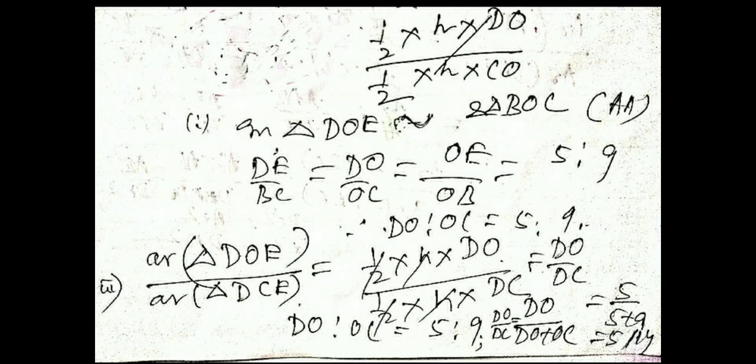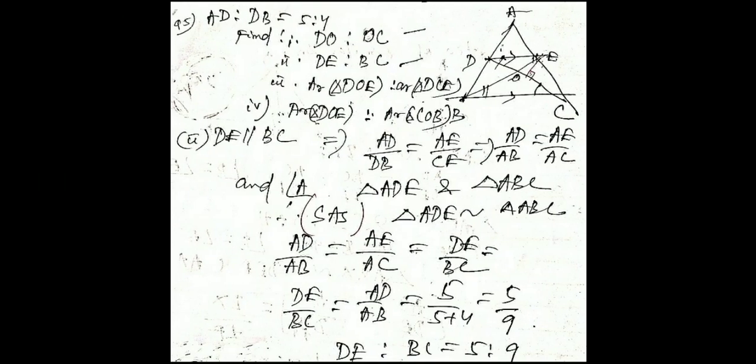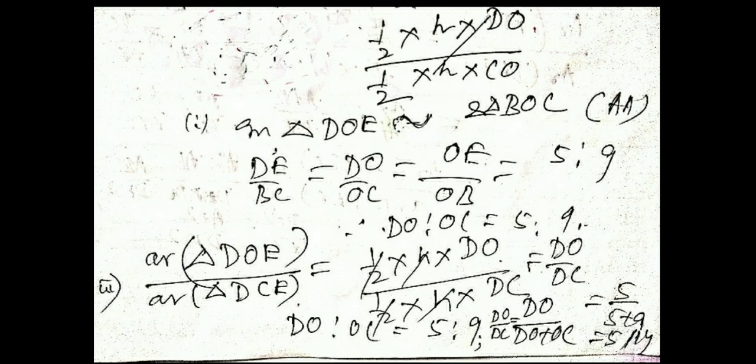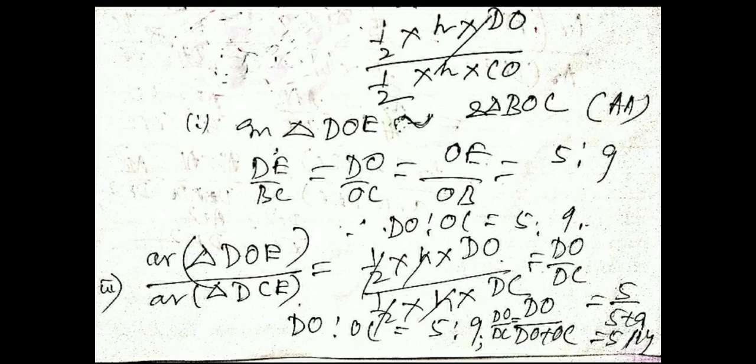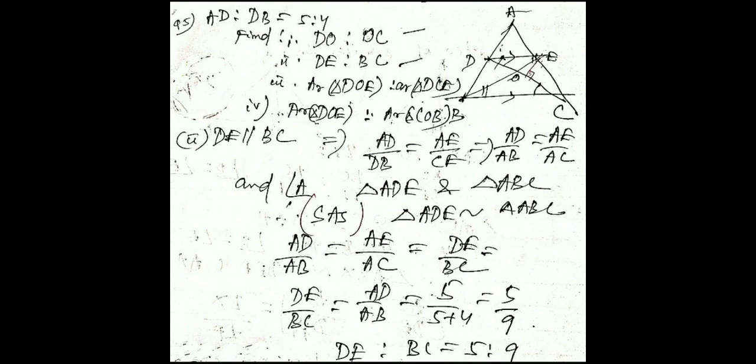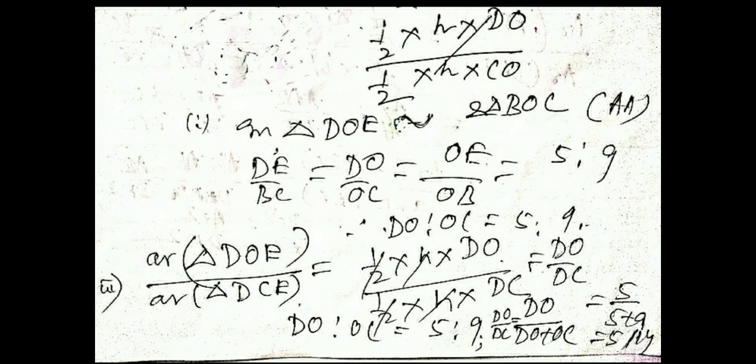Area of DOE by area of DCE is equal to half H into DO by DC. If you take half base into height, you can find out the area. First, for that you have to prove triangle DOE is similar to triangle BOC. So by AA, look at this properly. DOE and BOC are lying between DE parallel to BC. Therefore, you can find by AA that they are similar.